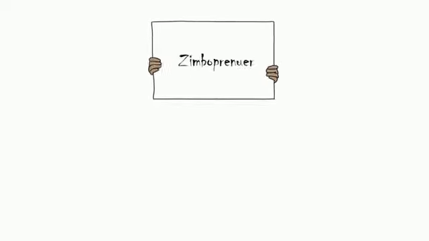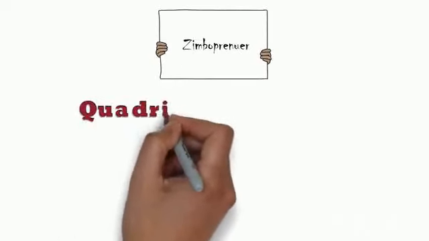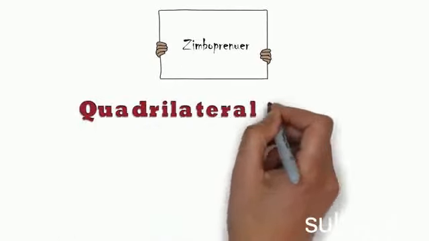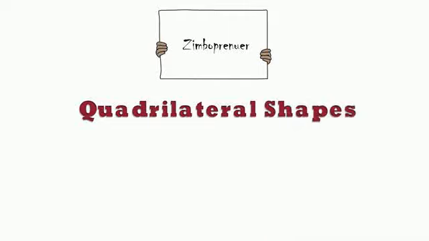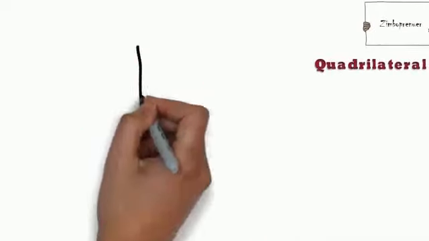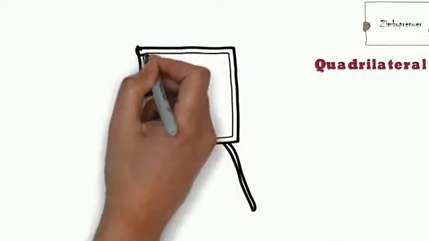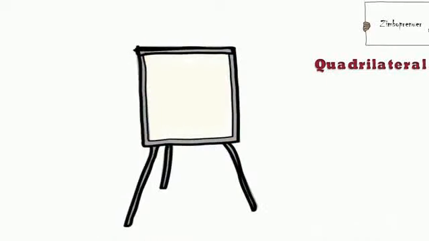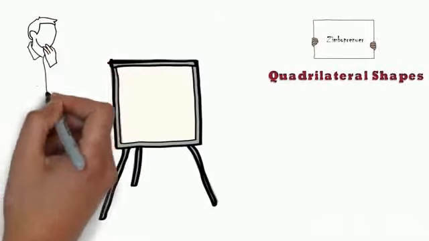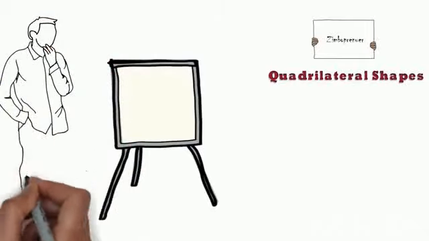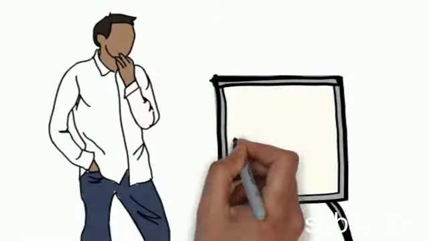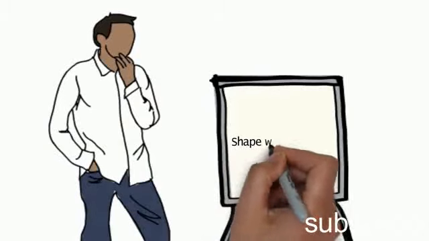Now, we are focusing on the geometry of shapes, with the primary focus on quadrilateral shapes. A quadrilateral, quads. These are shapes with 4 sides. A quadrilateral is a shape with 4 sides.